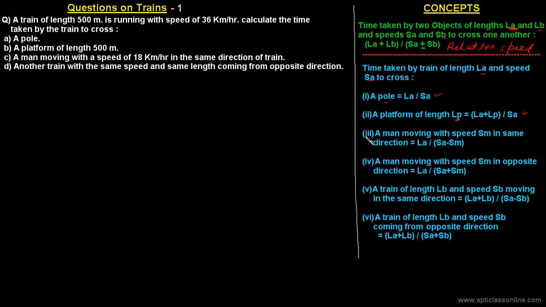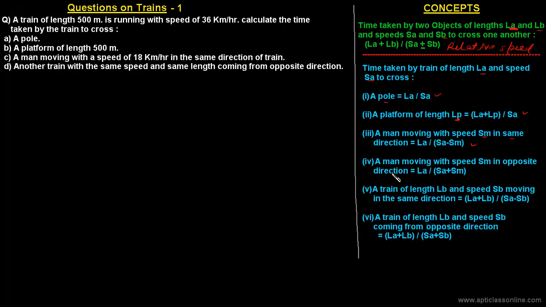This is the second case. The third case is that a man is moving with a speed SM in the same direction. Again, for the man, the length is 0, negligible as compared to the length of the train, but the man has a speed of SM. So in the numerator of this formula it will be LA, because LB is 0, divided by SA minus SM. Why? Because the man is moving in the same direction as the train, that's why SA minus SM.